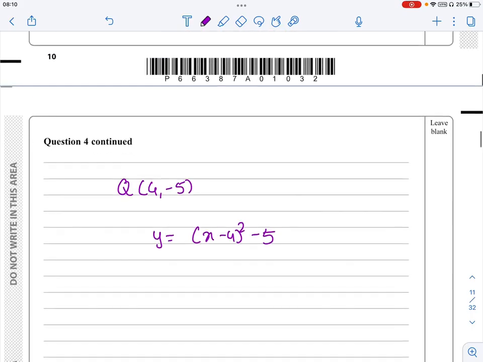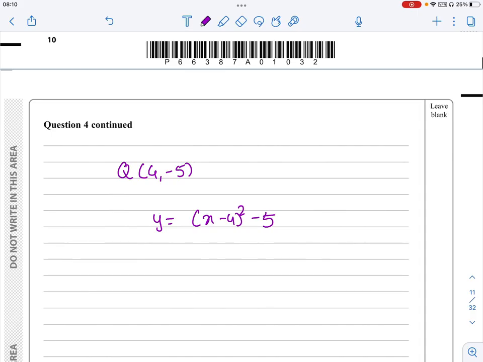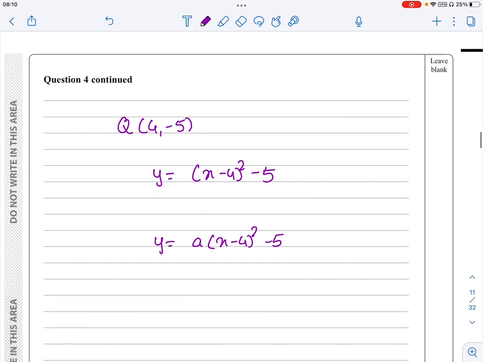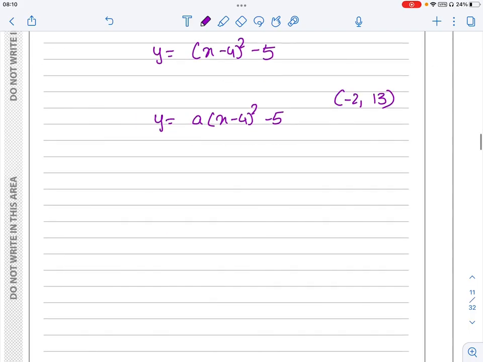But basically it has to be a times x minus 4 whole square minus 5, because it does not pass through P otherwise. What is the P value? Minus 2 comma 13. So plug in minus 2 comma 13: 13 equals a times minus 2 minus 4 whole square minus 5. 13 plus 5 equals a times 36. So 18 equals 36a.